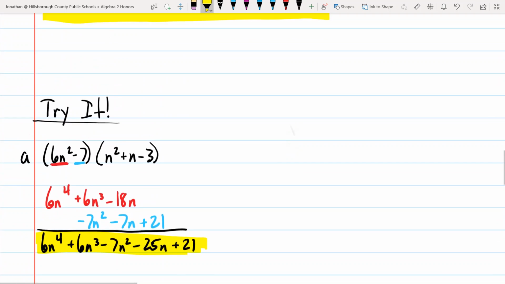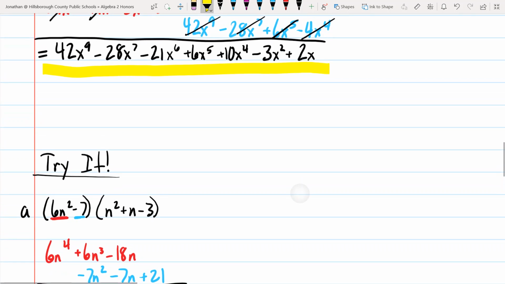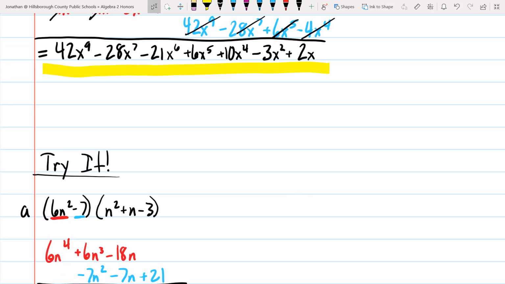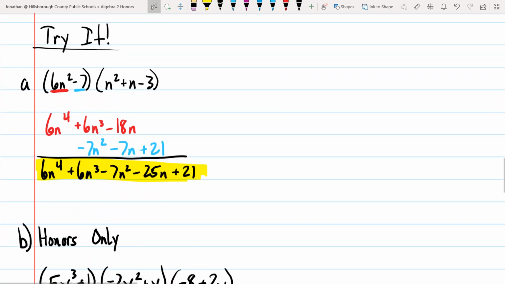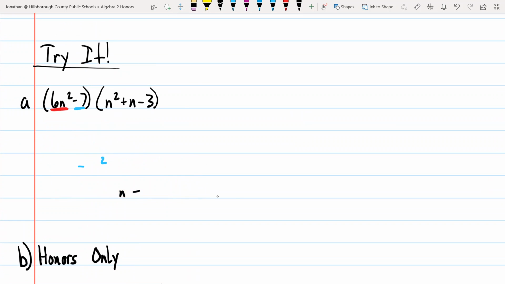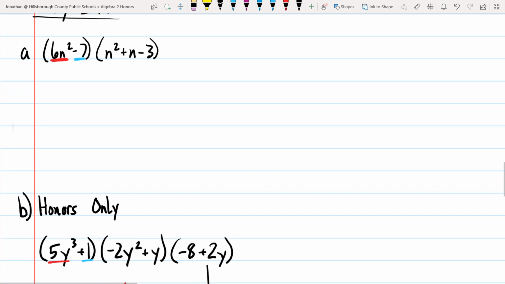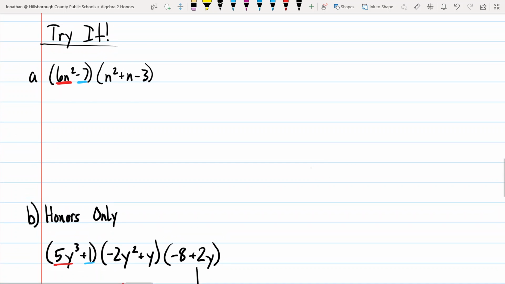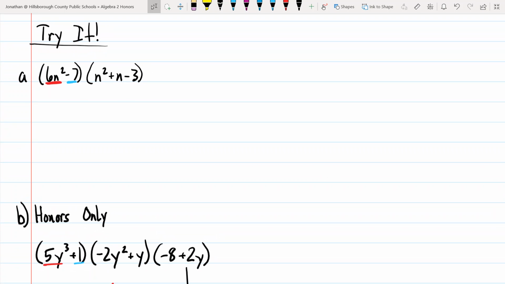Okay. So this is the try it section for regular, just this one simple problem. And it looks like I accidentally put the answer there, so let me erase that real quick. You saw nothing. And then for my honors students, that second one's only for honors. Let's go ahead and pause this and give it a shot.